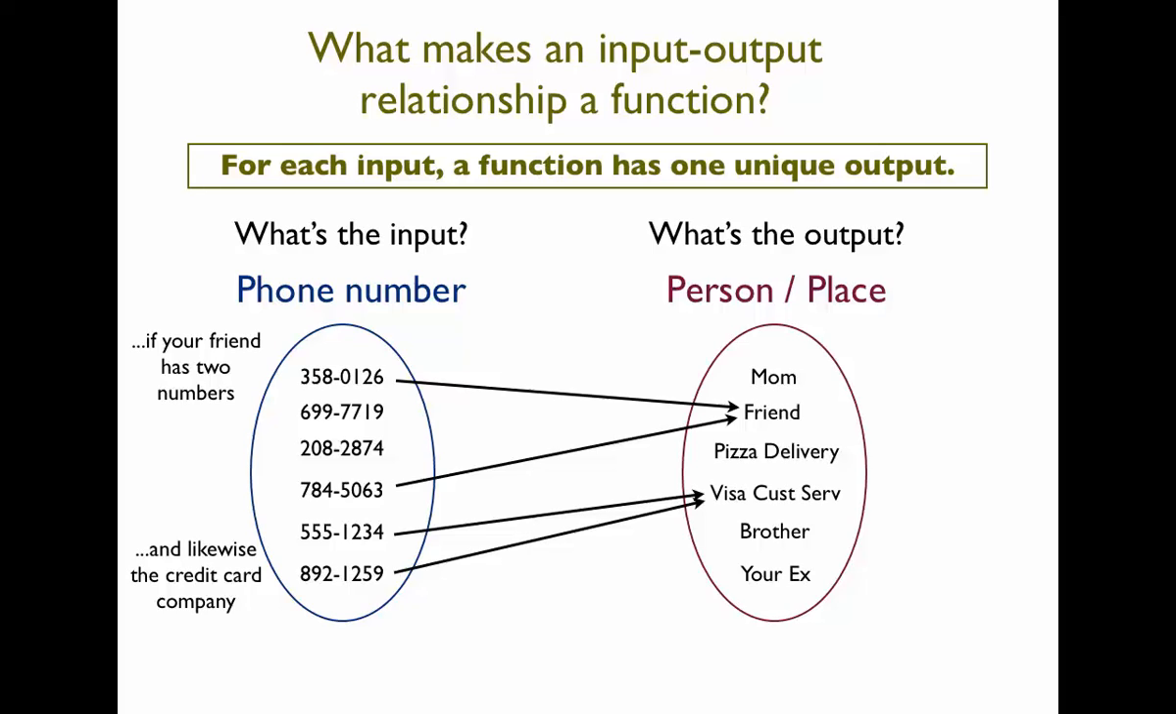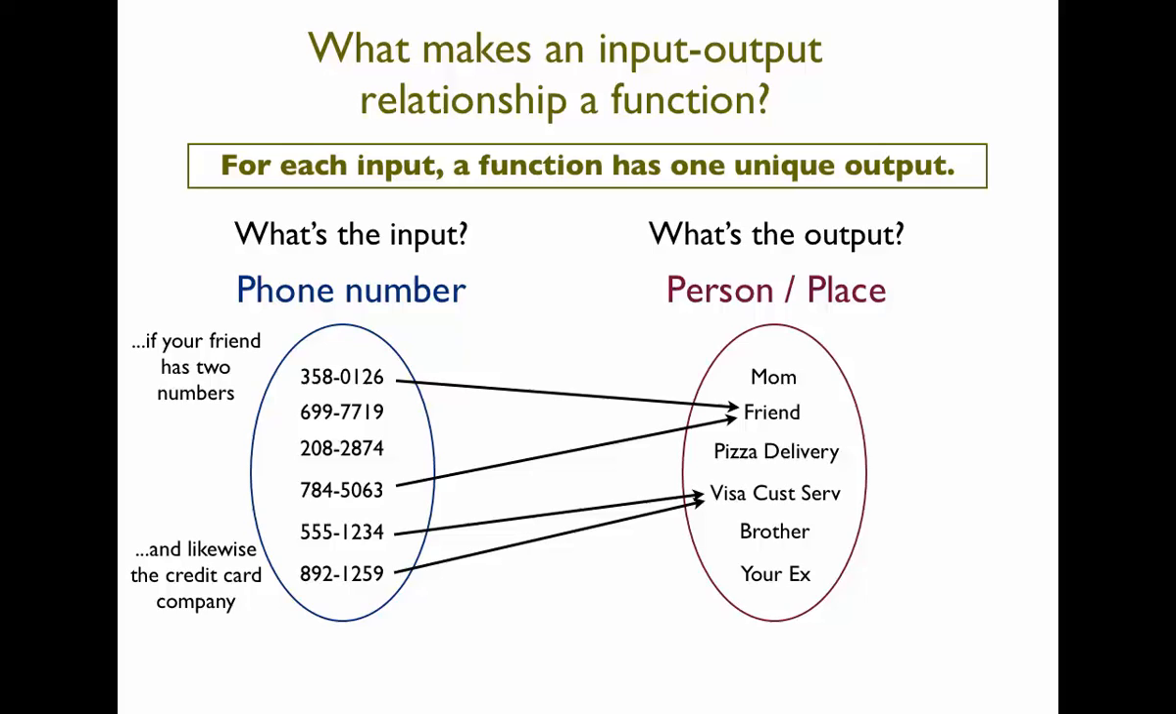What about this? Is there a problem? Is the phone functioning correctly? Does it fit the rule for a function? For every input, is there exactly one output? Yeah. So for that number right there, you're always going to get who?